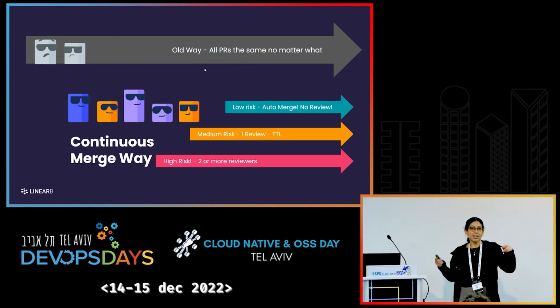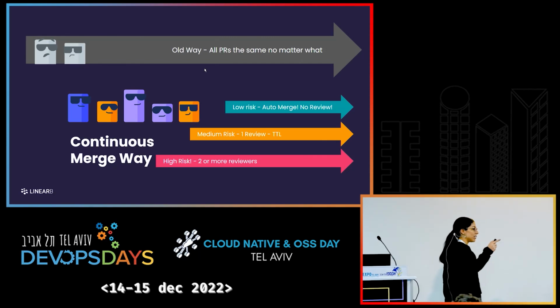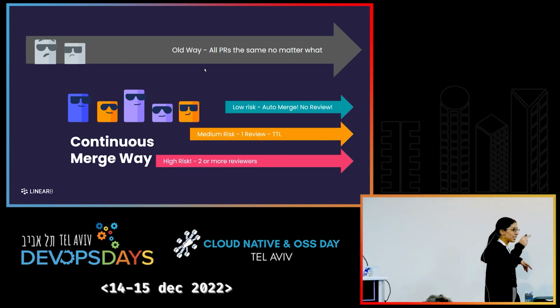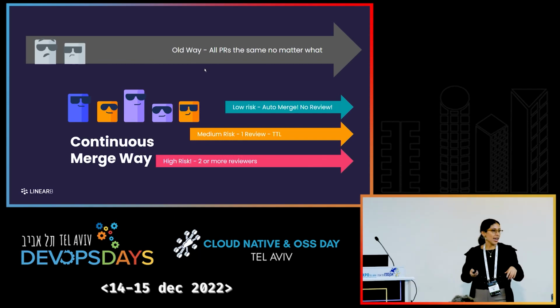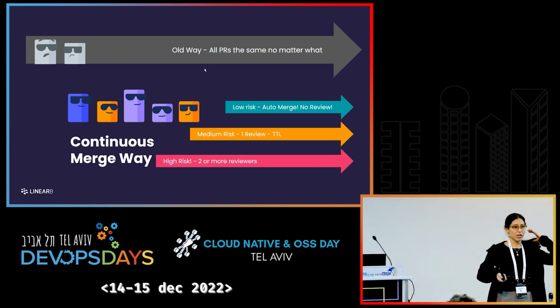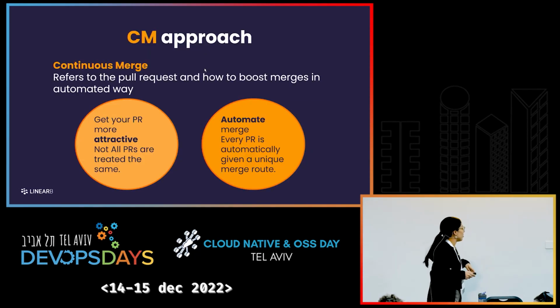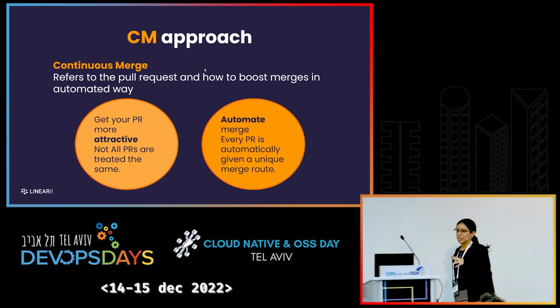If I'm changing a file that is related to the security of the project or the security of the code, this is risky. Maybe I need to do something automatically to help my developer to get this done much faster, right? So I can give you an example for that. After I'll just explain a bit about this approach.